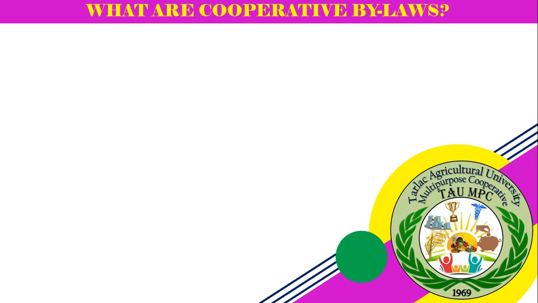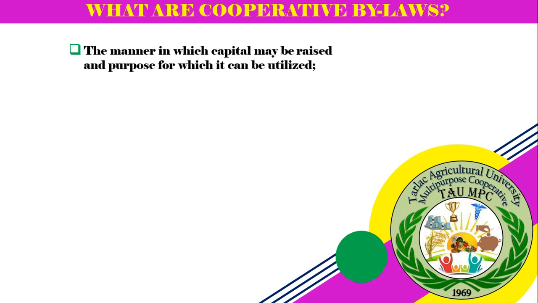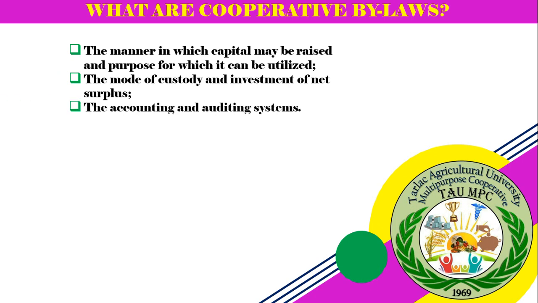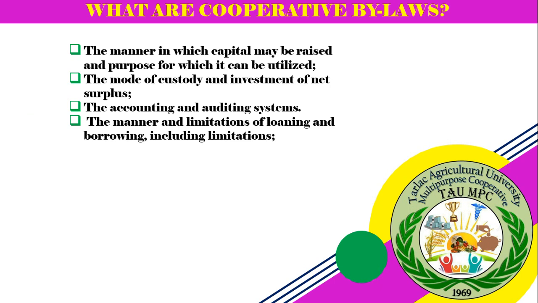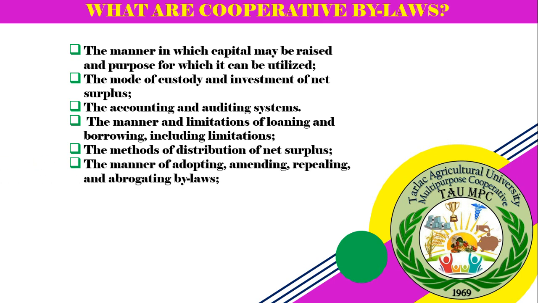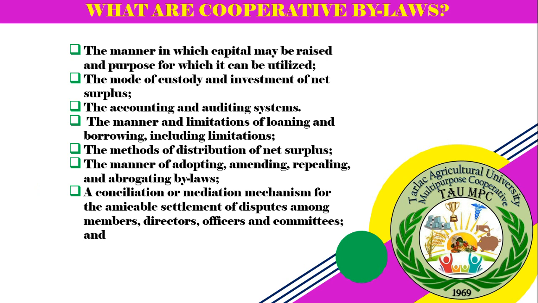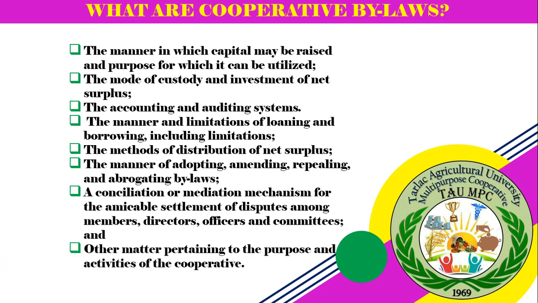What else do cooperative bylaws contain? The manner in which capital may be raised and purpose for which it can be utilized. The mode of custody and investment of net surplus. The accounting and auditing systems. The manner and limitations of loaning and borrowing. The methods of distribution of net surplus. The manner of adopting, amending, repealing, and abrogating bylaws. A conciliation or mediation mechanism for the amicable settlement of disputes among members, directors, officers, and committees, and other matters pertaining to the purpose and activities of the cooperative.